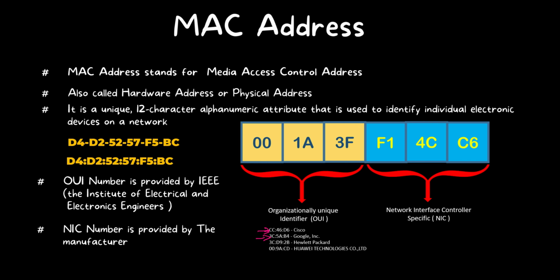On the other hand, the NIC number is provided by the manufacturer. So the last 6 characters are decided by the manufacturer. The first part, the OUI, is designed by the IEEE committee and cannot be changed by the manufacturer. They cannot manufacture a device with a different OUI from the one provided by IEEE. But they can decide the last 6 characters of the MAC address, which is the network interface controller specific, or NIC, ID. The same manufacturer should not use the same NIC for 2 devices because they would be duplicated. So for each device they provide a different ID.